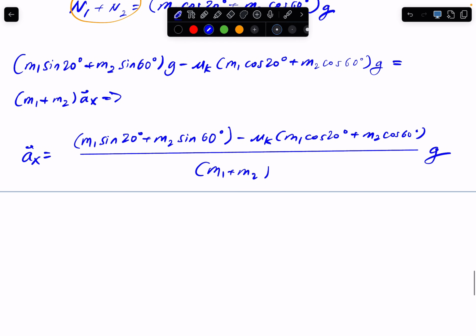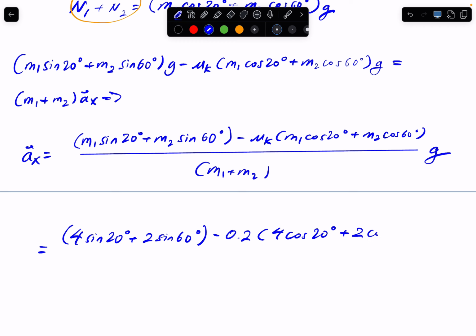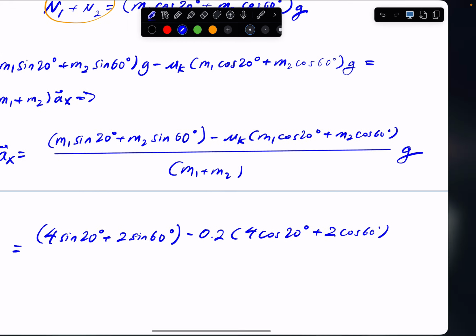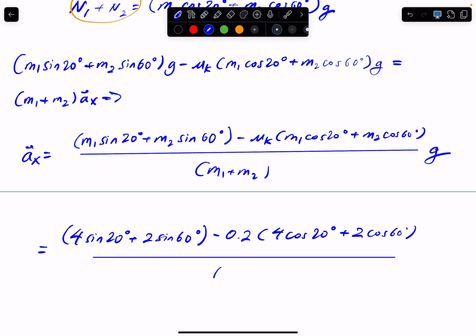So, we just have to plug everything in now. That's 4 sine 20 degrees plus 2 sine 60 degrees minus 0.2 times 4 cosine 20 plus 2 cosine 60, over 4 plus 2 is 6, times 9.8.